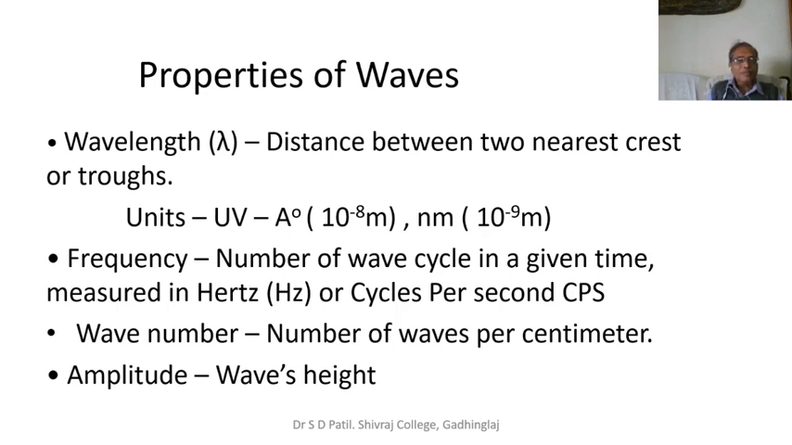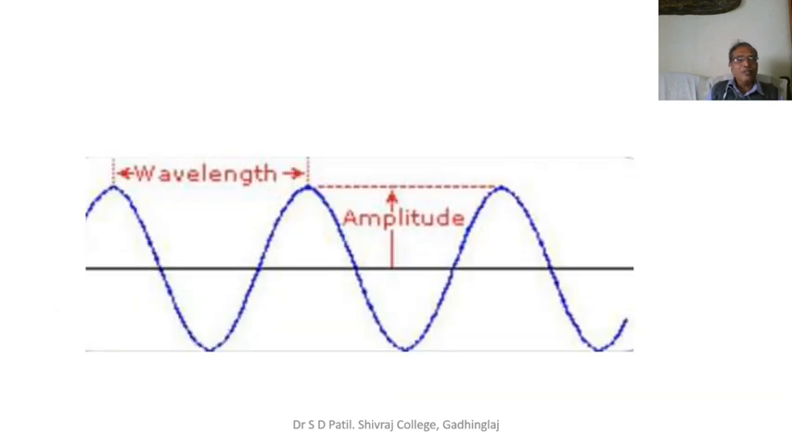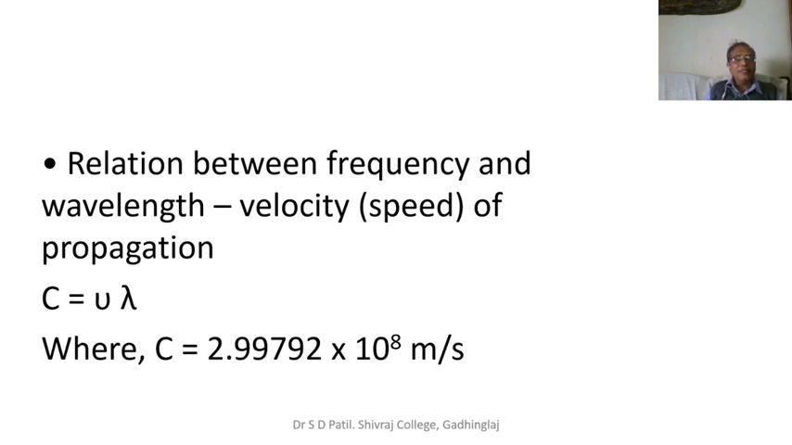Wave number is another parameter. Wave number is the number of waves per centimeter, per unit distance, and amplitude is the maximum height of the wave. So this figure indicates the wavelength and amplitude as well. The relation between frequency and wavelength is given by c = nu lambda, where c is the velocity of light, nu is the frequency, lambda is wavelength.